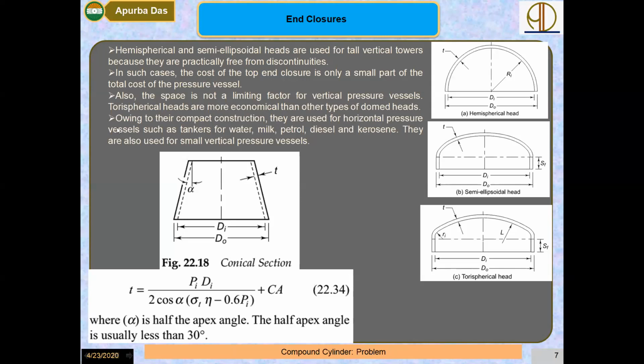So generally, for horizontal pressure vessels such as tankers for water, milk, petrol, diesel, kerosene, they use a small vertical pressure vessel.